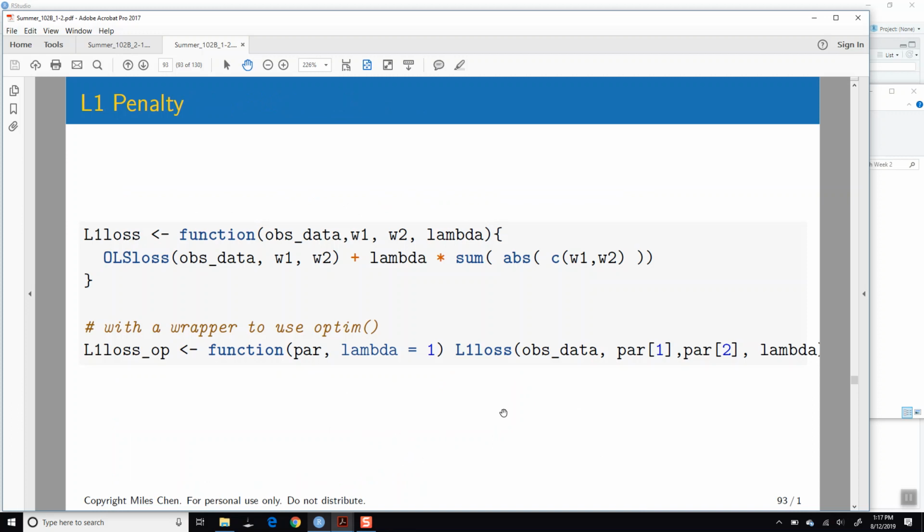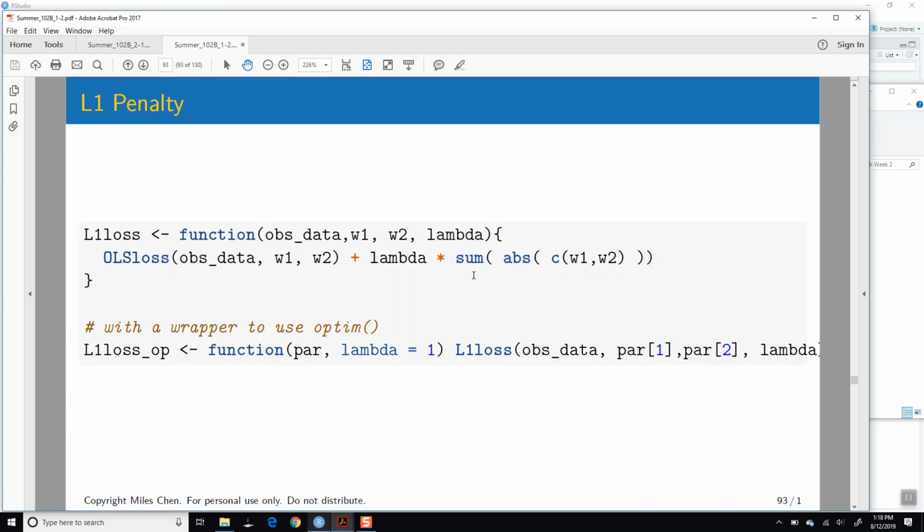Okay, so this is the L1 penalty, which is what we use for lasso. All we're doing is taking the regular OLS loss, which returns the sum of squared residuals, and adding the sum of the absolute values of our W coefficients. This is the lambda: we multiply lambda times the sum of the absolute values of our coefficients W1 and W2.